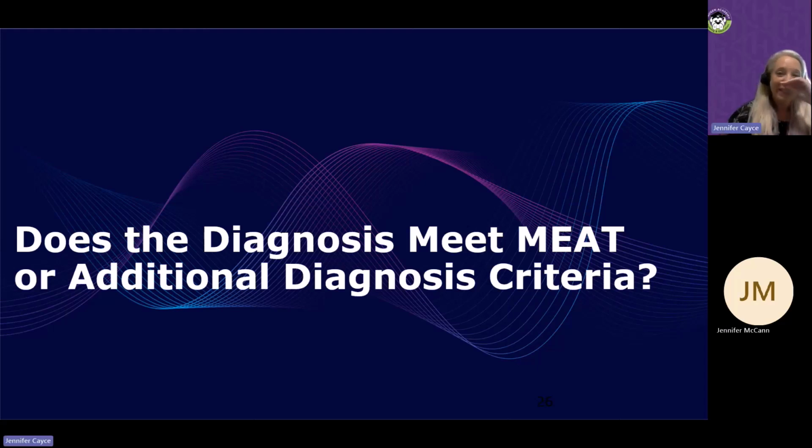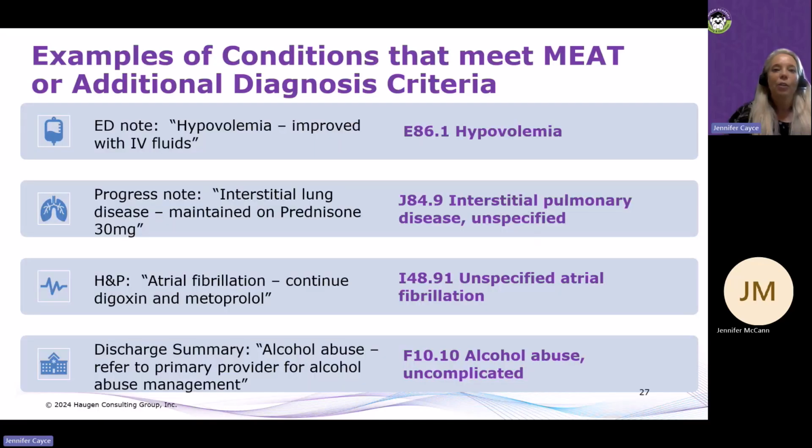So next, let's look at some examples of documentation and see if we can validate codes based on meeting criteria and our additional diagnosis definitions. Just a few examples here of documentation of conditions that meet the criteria for reporting because the provider stated they were monitored, evaluated, assessed, and/or treated or impacted the care and management of the case.